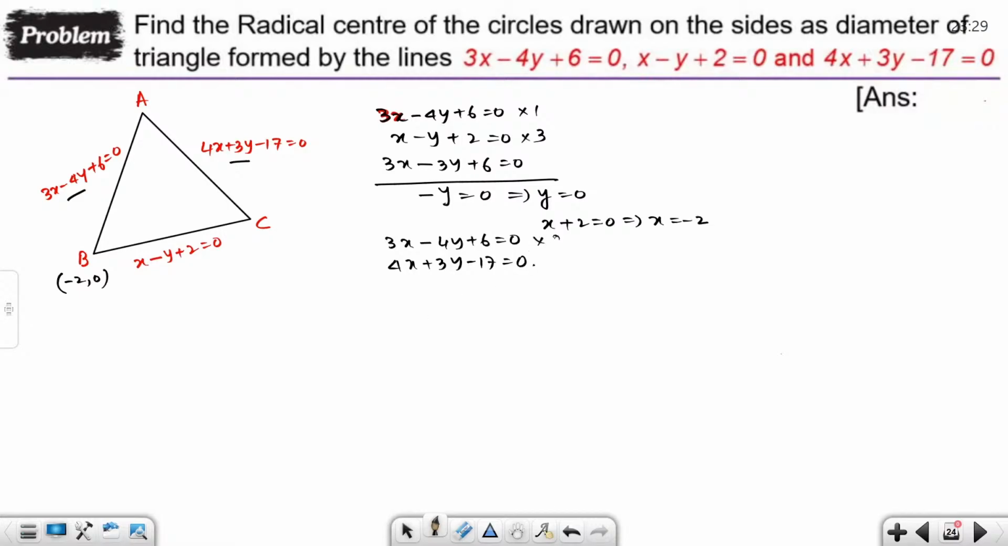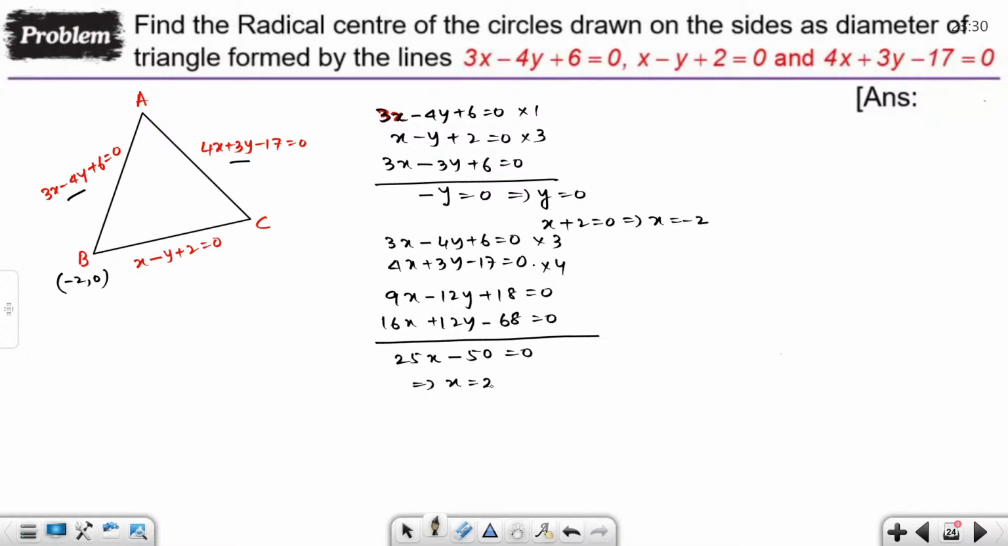So let me just multiply this with 3 and this with 4. We are getting... so let me just add this to... implies x is 2, right? If x is 2, so we are getting y as 6. I'm putting it in this equation. So 6 minus 4y plus 6 is 0 implies y is 3. Therefore, the coordinate of A is 2 comma 3.